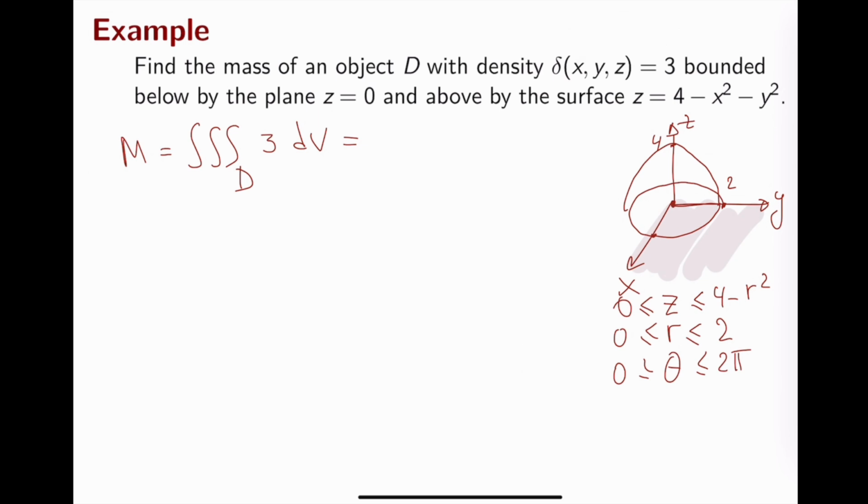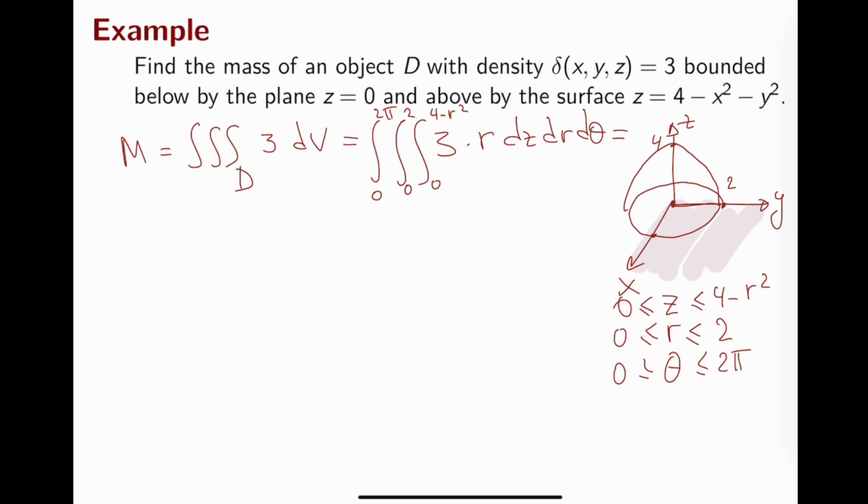So then we are going to solve this integral by using this change of variables. This is going to be the triple integral where inside we put 3 times r, and remember that in cylindrical coordinates you have to multiply by r. The variation of z is going to be between 0 and 4 minus r squared. The variation of r is going to be between 0 and 2. And finally, the variation of the angle is going to be between 0 and 2 pi.